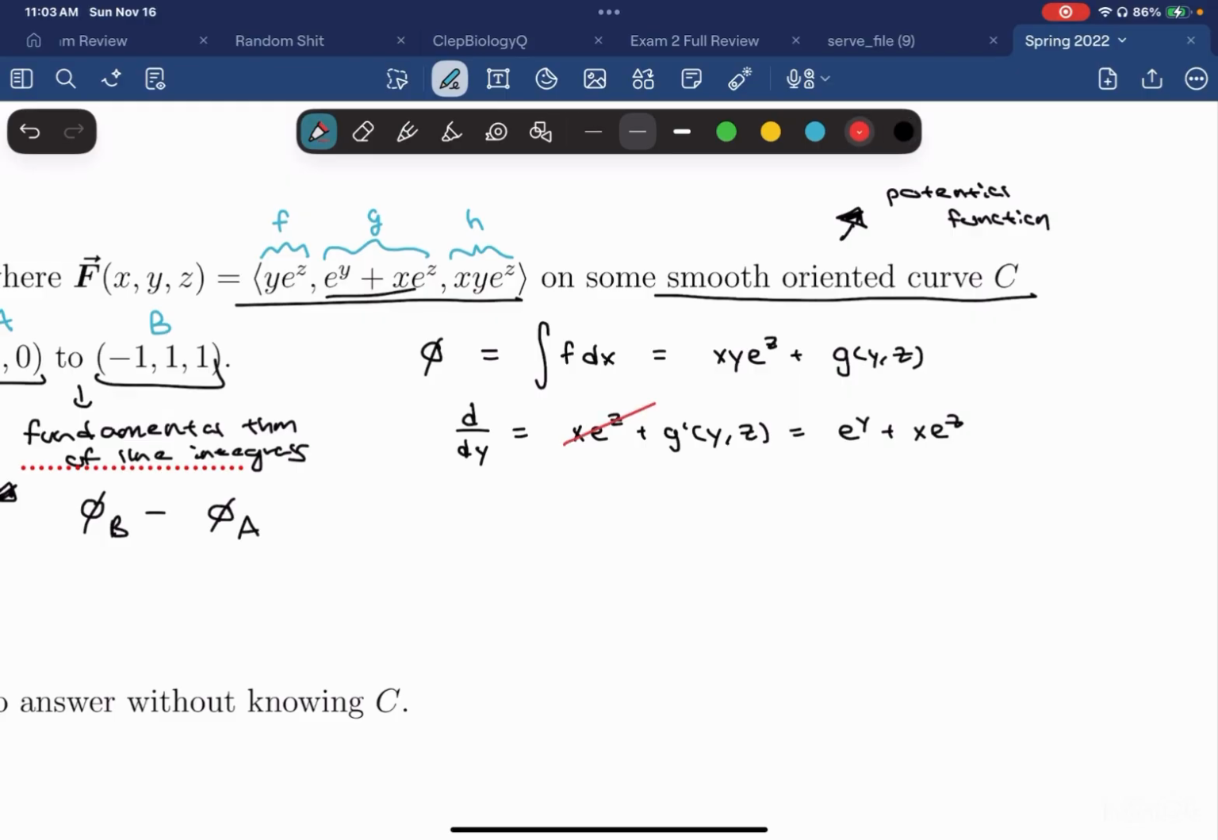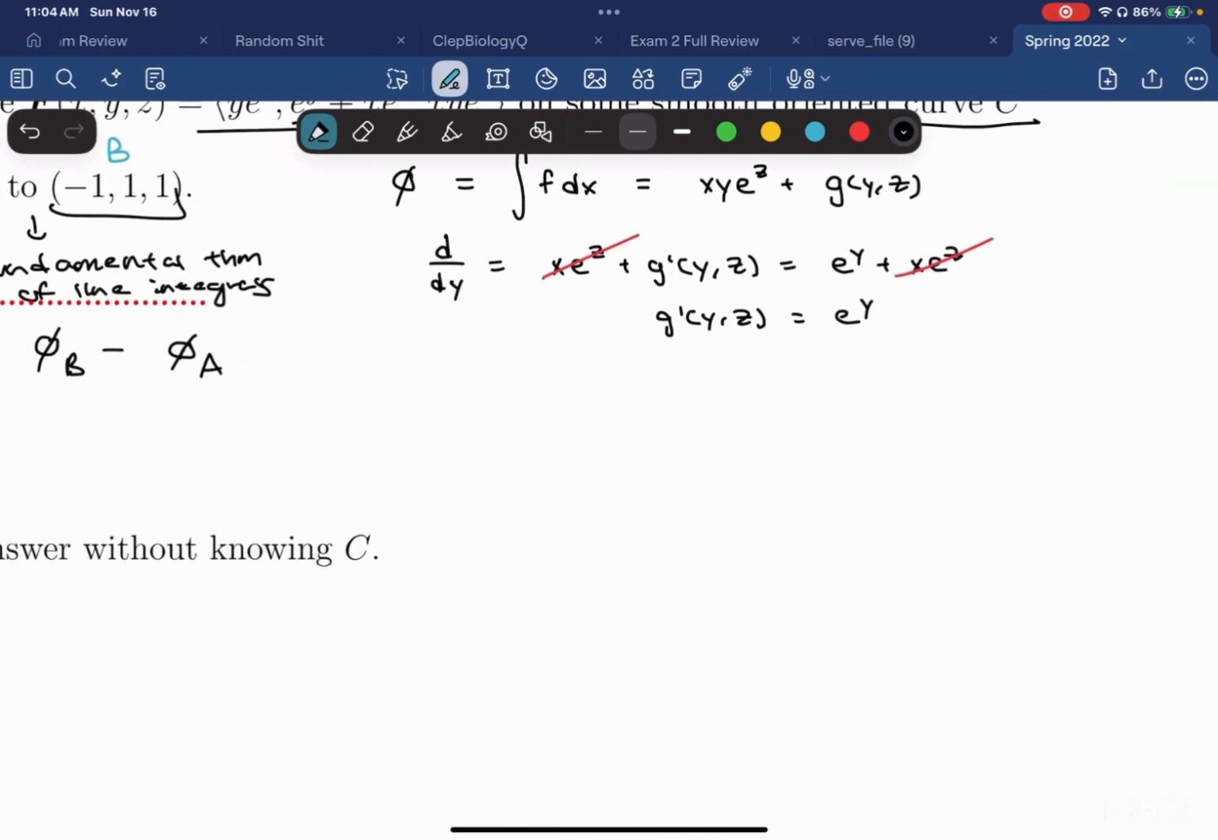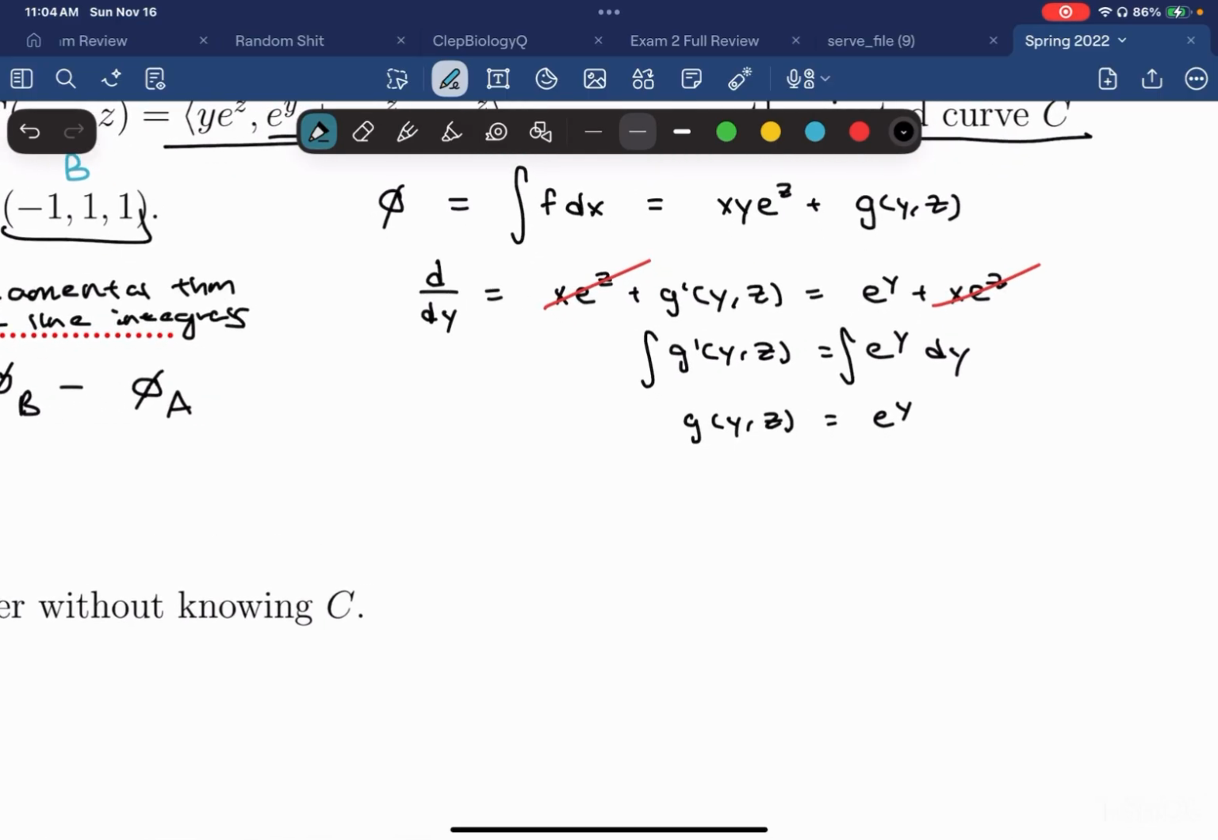These two cancel out, which means that g prime of y z is simply equal to e to the power of y. Now that we have this, we integrate both sides with respect to y, so you get g of y z equals just e^y. So now we know that our potential function will just be this plus e^y plus a constant of h of z, because there's a constant there. That's our current potential function.